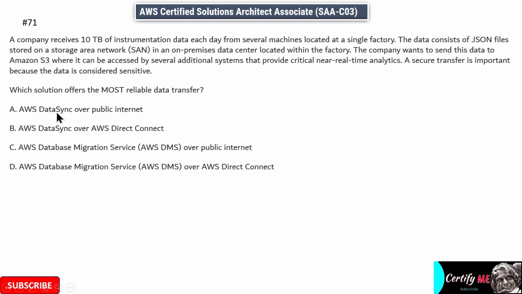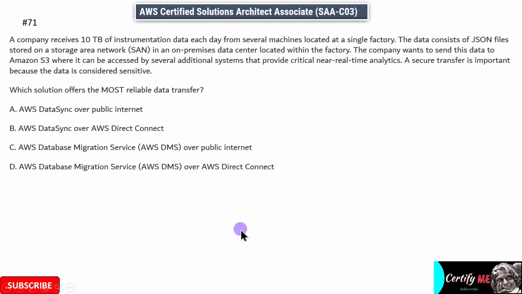Option A, AWS DataSync over public internet. Option B, AWS DataSync over AWS Direct Connect. Option C, AWS Database Migration Service over public internet. Option D, AWS Database Migration Service over AWS Direct Connect.